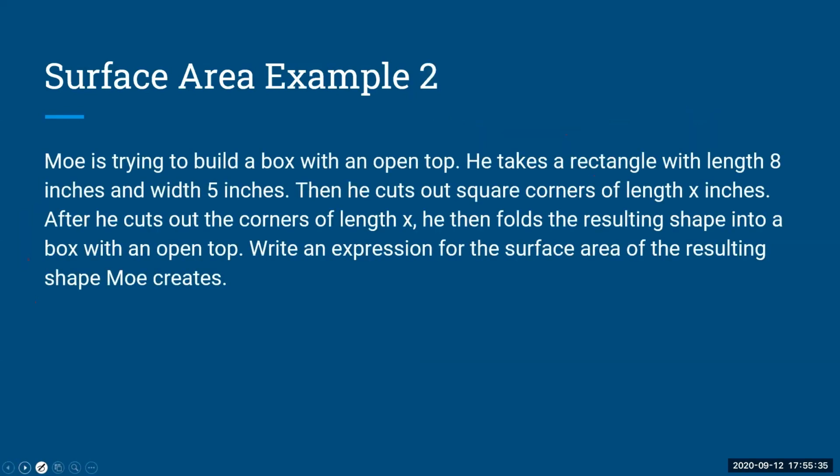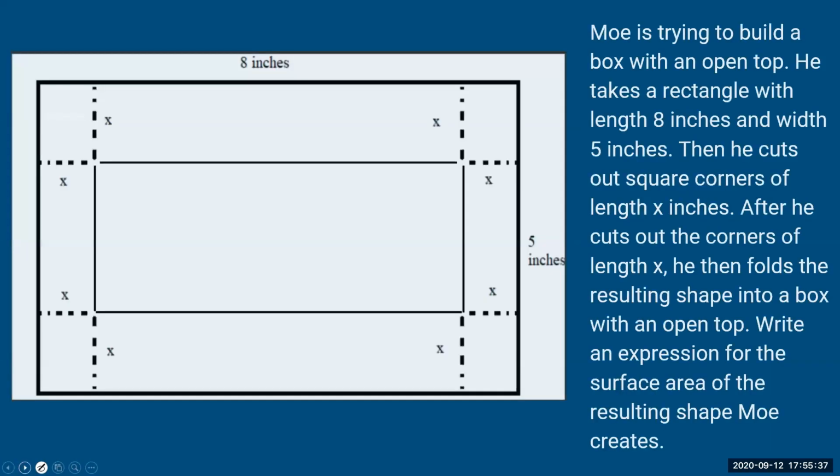Okay. So same question as before, but this time do surface area. So you have your 5 inches, your 8 inches, and then Mo cuts the corners, x squared. And basically he folds it up. So folds these shapes up. And so you find the surface area and make sure you don't count the top part. So write an expression for the surface area, but make sure you don't count the top part. There's a bottom, but there's no top because he's making a shape with an open top. So make sure you don't count that.